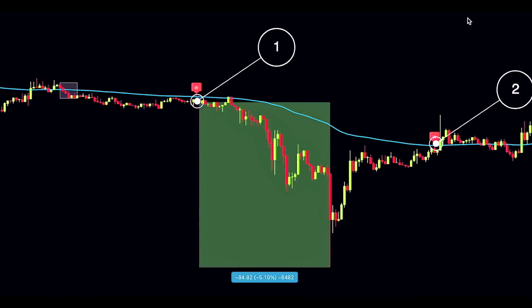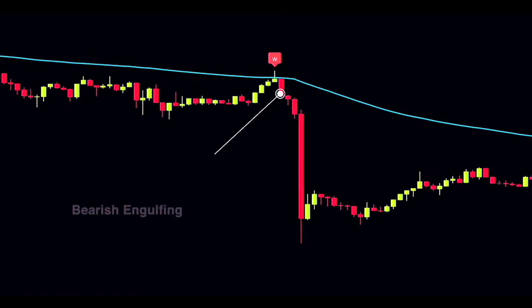The reason is simple. The first pullback still has plenty of momentum behind it. By the second or third retest, the move could already be exhausted, and you might be too late entering.